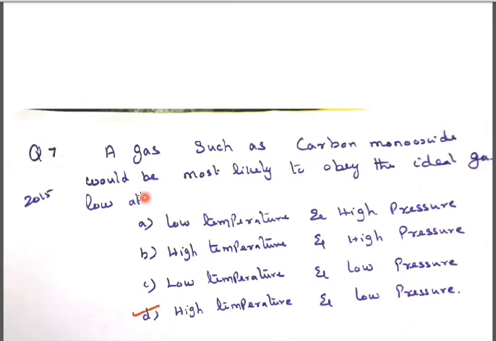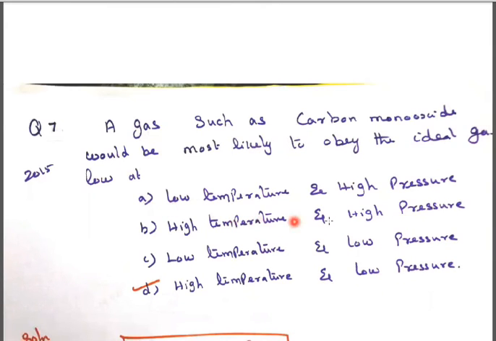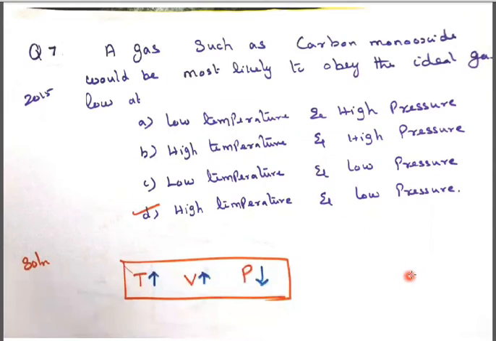Question number 7, a 2015 NEET question. A gas such as carbon monoxide will be most likely to obey the ideal gas law at: low temperature and high pressure, high temperature and high pressure, low temperature and low pressure, or high temperature and low pressure. This is the concept, please learn this by heart. When the temperature increases, volume increases but pressure decreases. This is the concept of ideal gas.